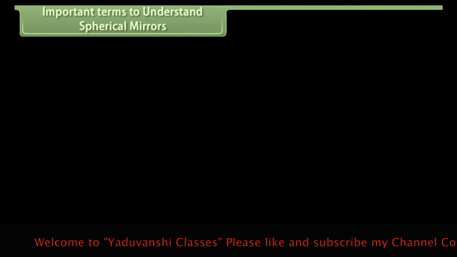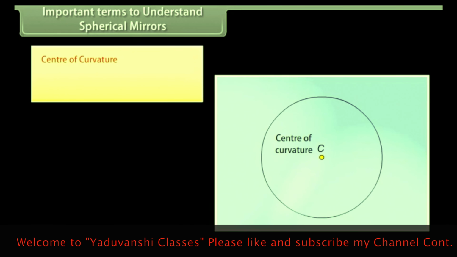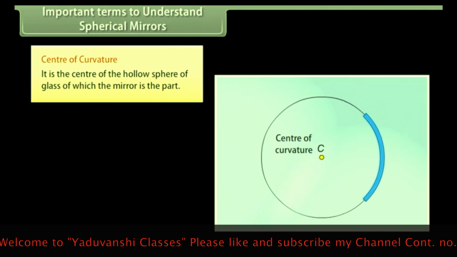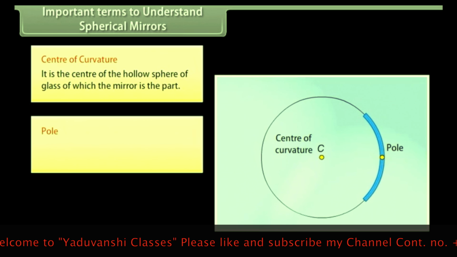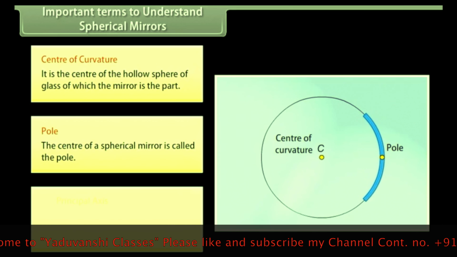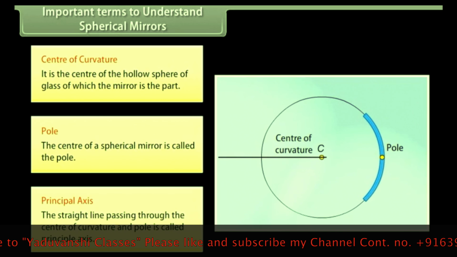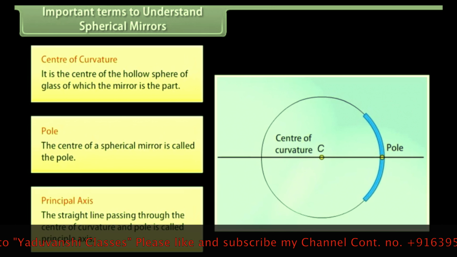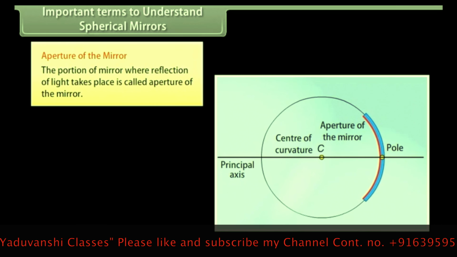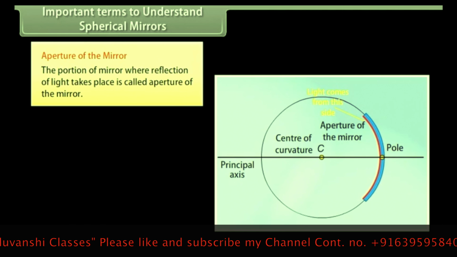Important terms to understand spherical mirrors. Center of curvature. It is the center of the hollow sphere of glass of which the mirror is the part. Pole. The center of a spherical mirror is called the pole. Principal axis. The straight line passing through the center of curvature and pole is called principal axis. Aperture of the mirror. The portion of mirror where reflection of light takes place is called aperture of the mirror.